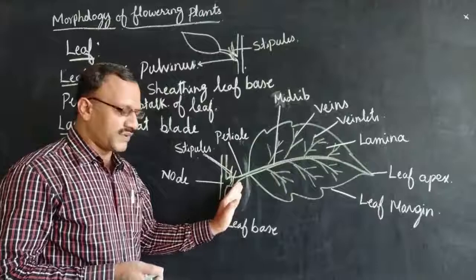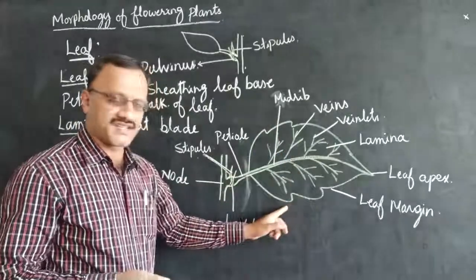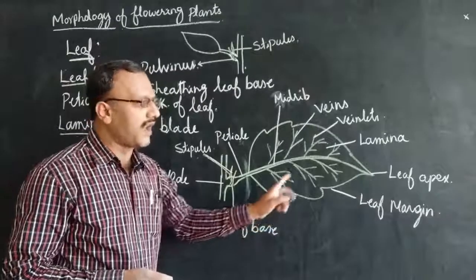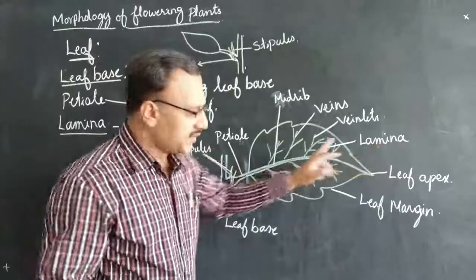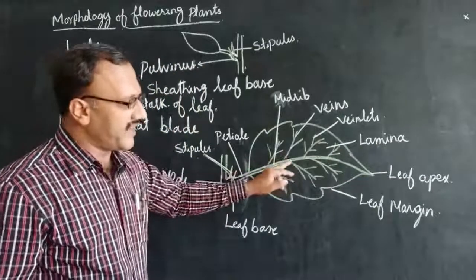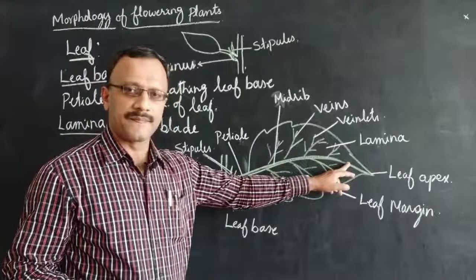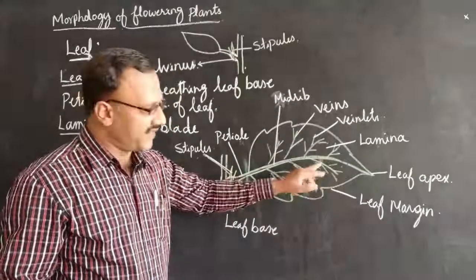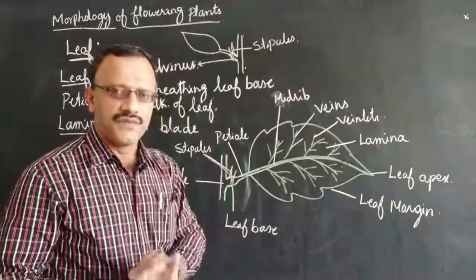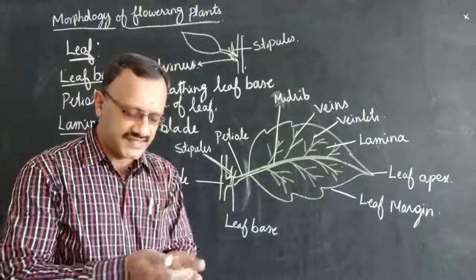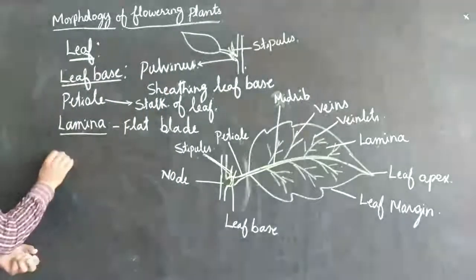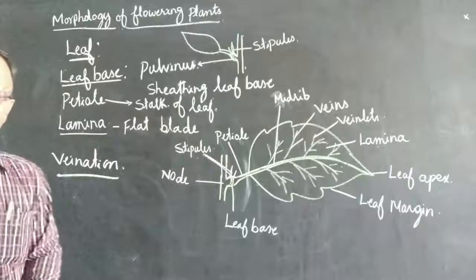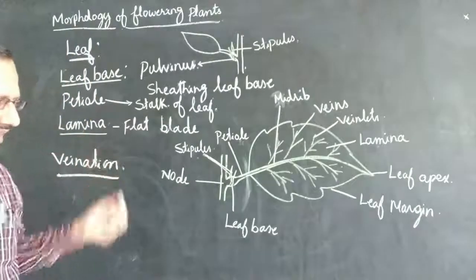Then continuing with the petiole, this flat blade-like or plate-like structure, commonly called the leaf blade, is called lamina, which shows the number of veins and veinlets arising from the midrib. The midrib is the continuation of the petiole which passes at the middle of the leaf, from which a number of veins and veinlets arise, which form the network of veins, that is the arrangement of veins, which is called venation. Basically, there are two types of venation we come across in a plant. I'll come back to that.